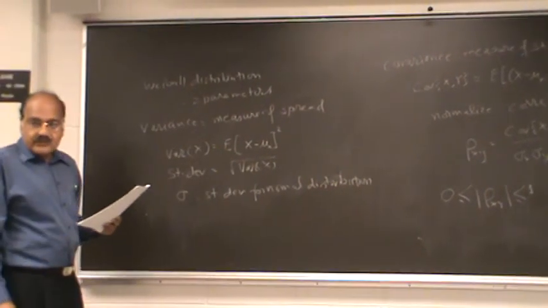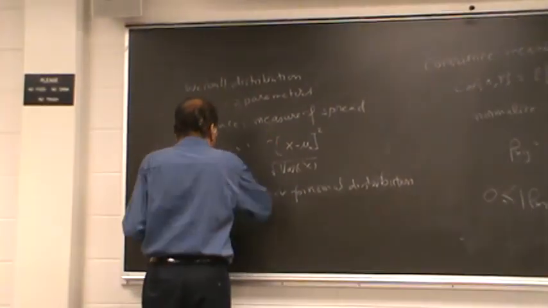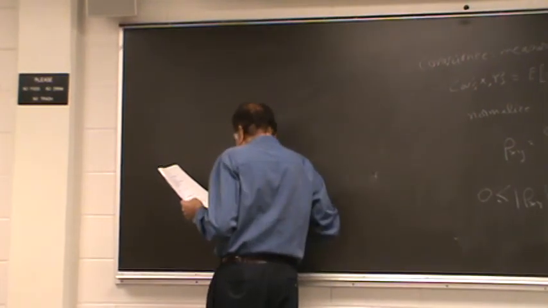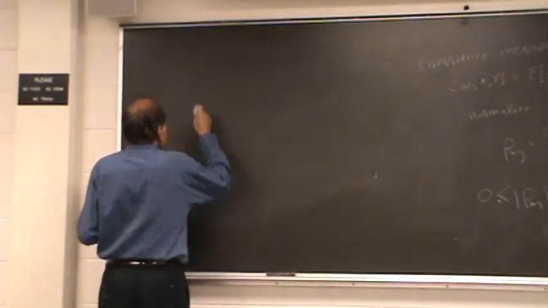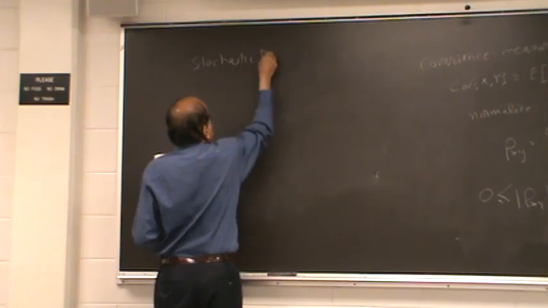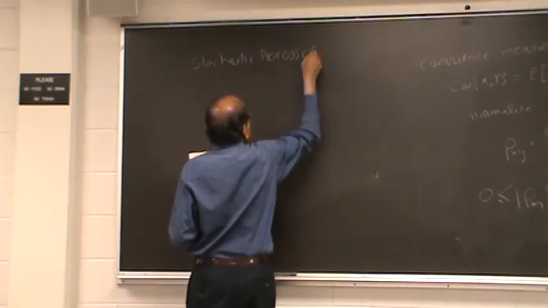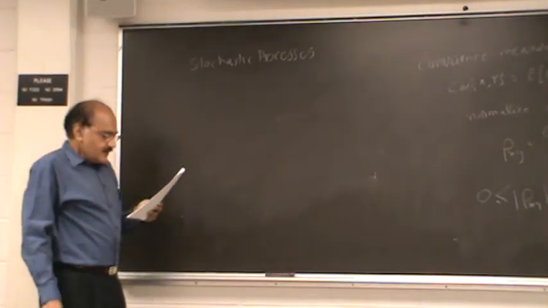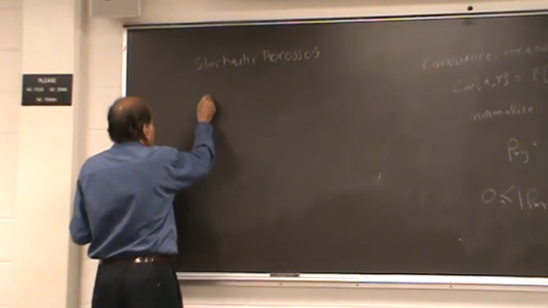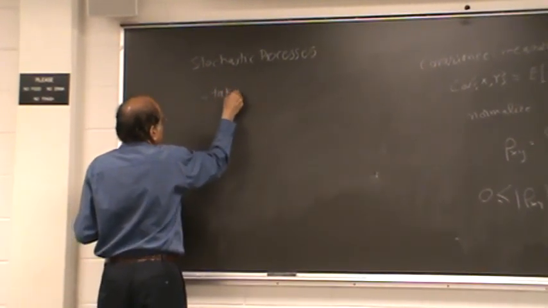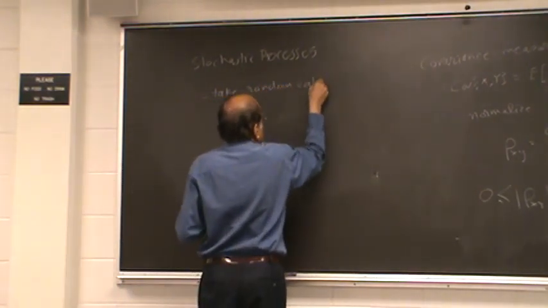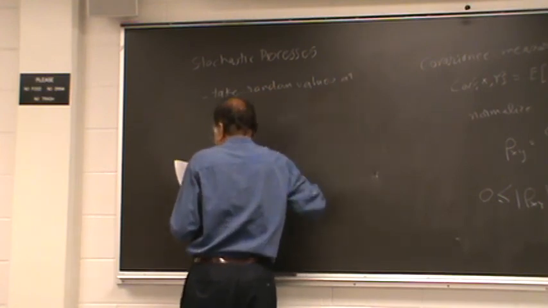Okay, now let us come to stochastic processes. So far, we have been talking about variables, random variables, and now let us talk about random processes. A stochastic process is basically something that takes random values at different times.